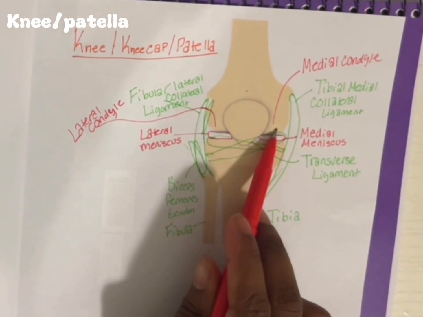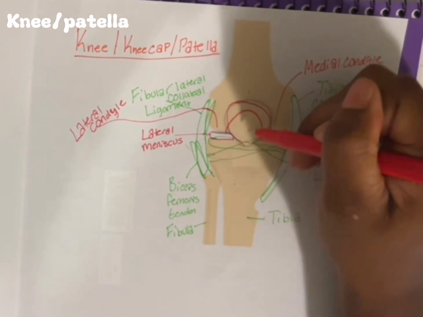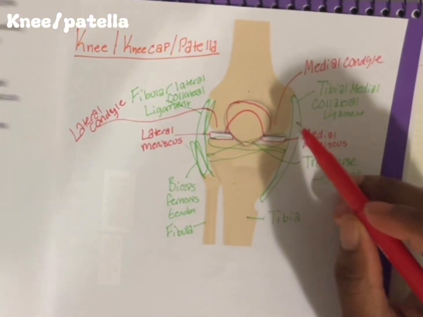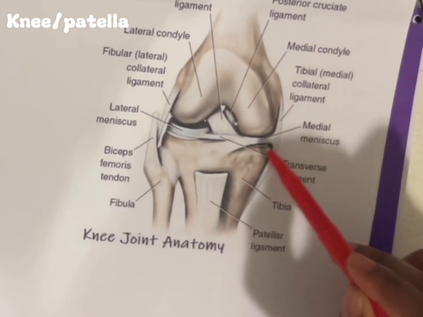Lateral condyle, medial condyle. They arch up like this and form that patellar surface. So it looks like this. If the patellar bone wasn't here, it would look like this, with this notch right here, and this transverse ligament going across.